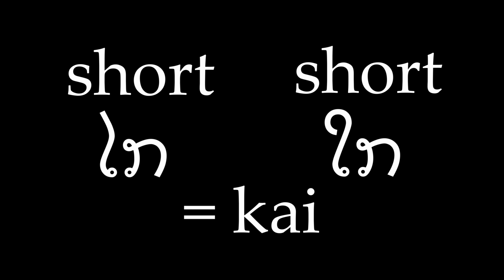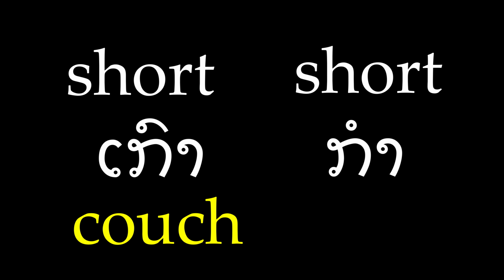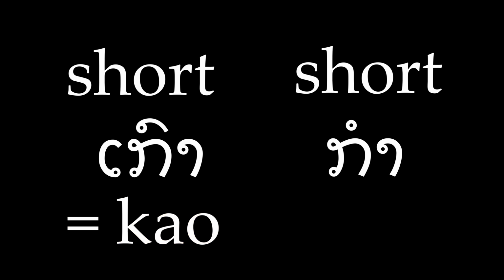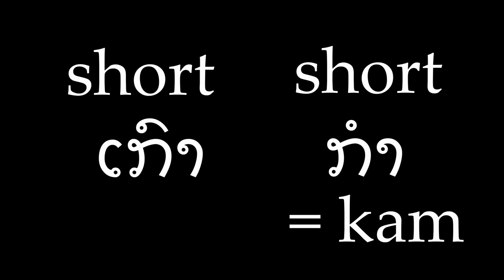I and I are usually represented with an AI when transcribed. They are pronounced the same in most of Laos, just like the IE in pie. Ow is pronounced like the OU in couch, but can be transcribed as AO. The last one is pronounced like the UM in yum. These are all technically short vowels.